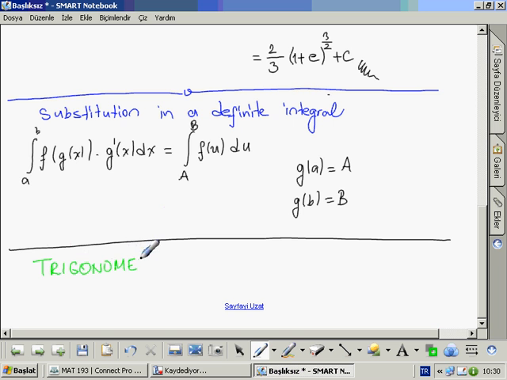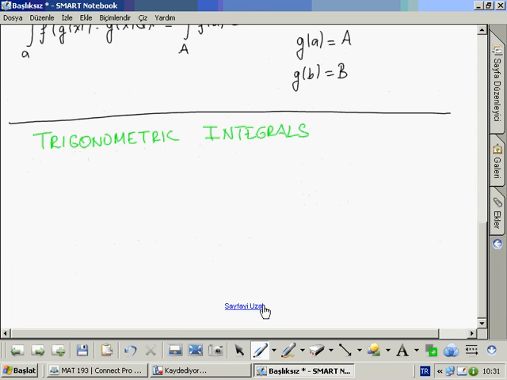Trigonometric integrals. The integral of tan x dx equals ln of absolute secant x plus c.